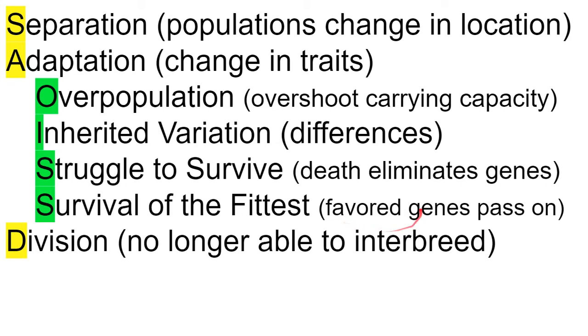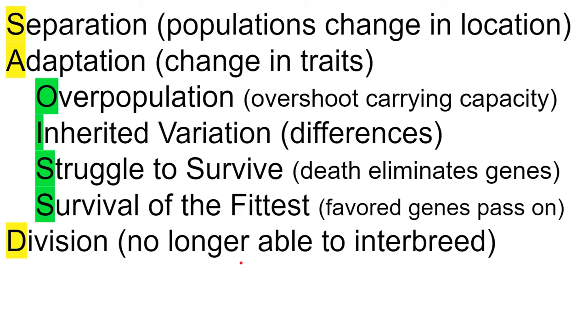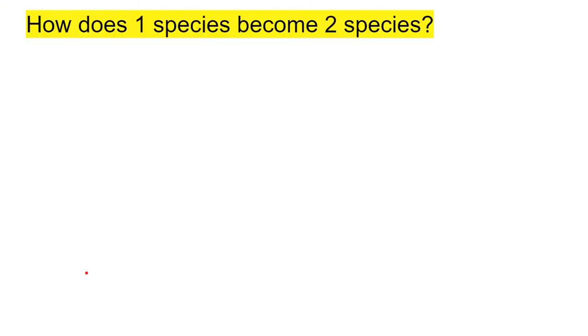So there's going to be competition for limited resources here. And the genes that are successful are going to be passed on. Division, they're no longer able to interbreed. Now we have a new species. One species is separated. Ultimately, we end up with 2 species or more than 2 species at the end.